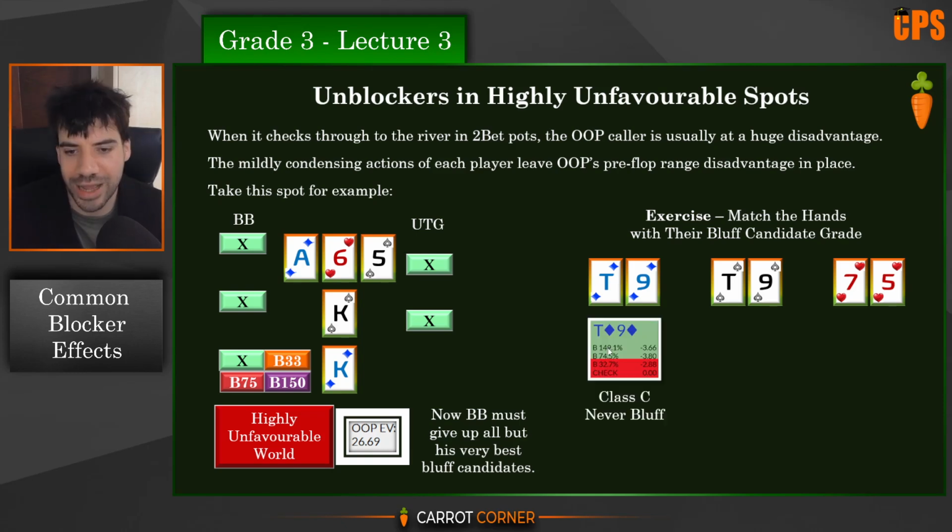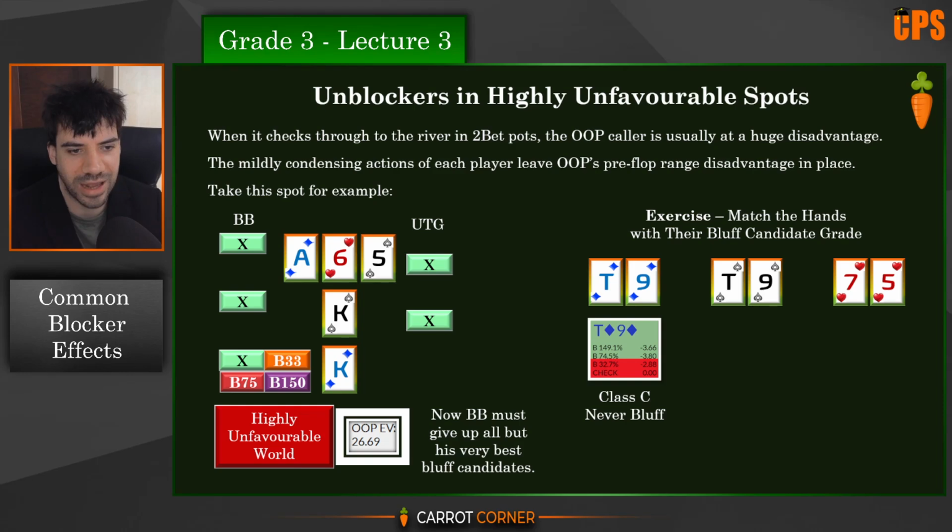Let's do it. 10-9 of diamonds is a hand that you should never bluff. The diamonds are particularly bad, and let me guide you to the reason for this. What suits does villain's air usually have when it checks all the way to the river? Is it spades, or is it something else? That's right, villain's air is usually something else. Spade draws tend to bet the turn at higher frequency than the other air hands in villain's range.